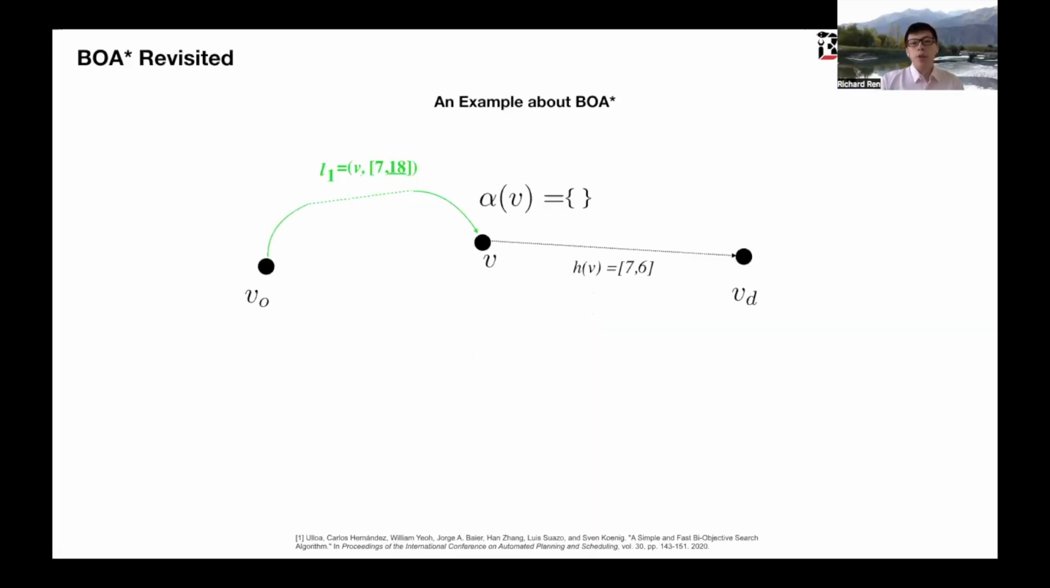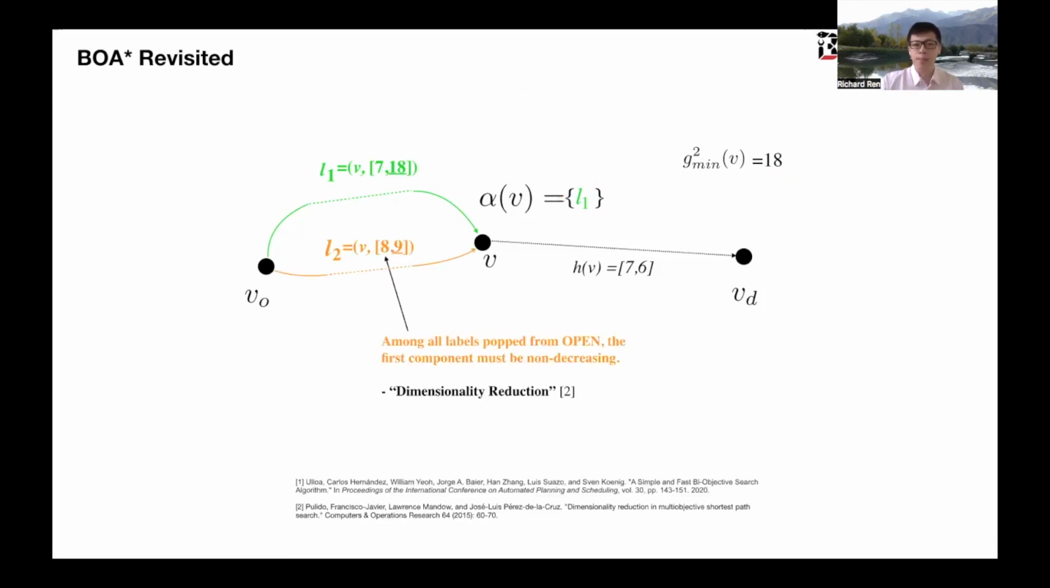Okay, now let's have a deeper look at the existing BOA star with this toy example. At the very beginning, at node V, the frontier set is empty. And now let's say we have the first label, L1. Then clearly L1 is not non-dominated by any existing label in the frontier set. So we will insert it into the frontier set. And in addition, BOA star maintains an auxiliary variable, G2min, which stores the minimum value of the second component of all the labels in the frontier set. Now it's updated to 18.